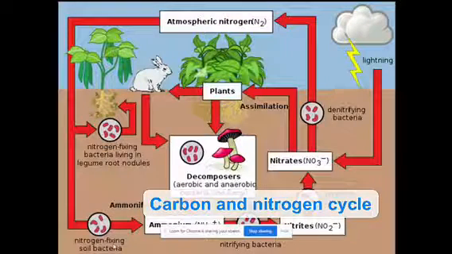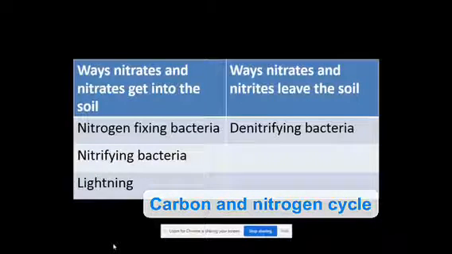So girls, here's an image of the nitrogen cycle. So it does look kind of complicated, looks kind of frightening, but please don't be worried or nervous about it. The way to summarize it is the following. The ways nitrates and nitrites get into the soil are nitrogen-fixing bacteria, nitrifying bacteria, and lightning. The way nitrates and nitrites leave the soil is denitrifying bacteria. Okay, so hopefully that's useful.